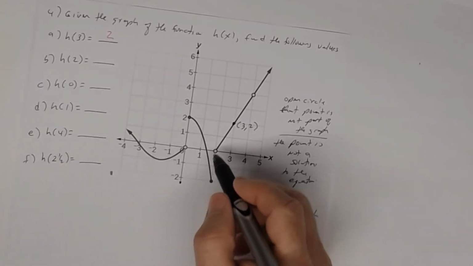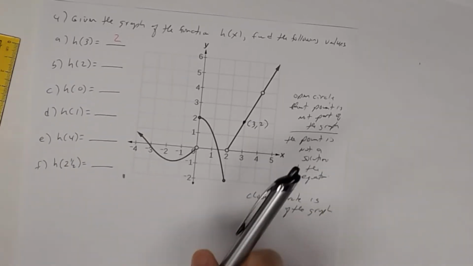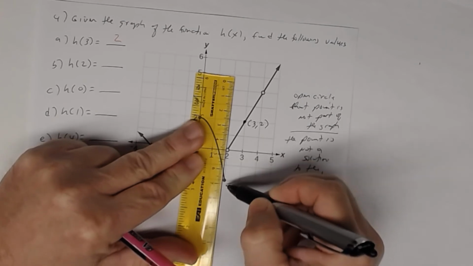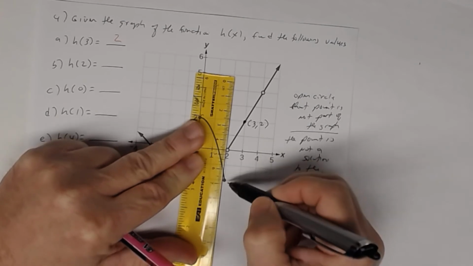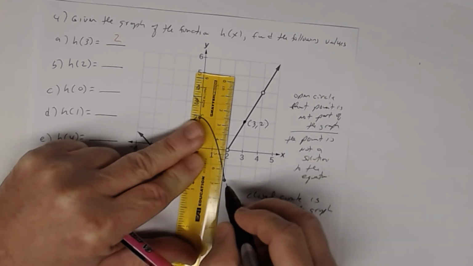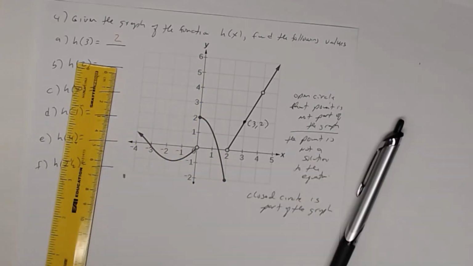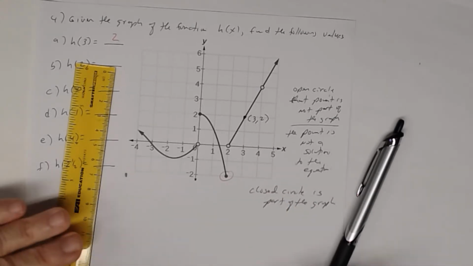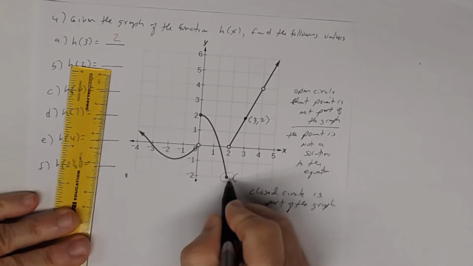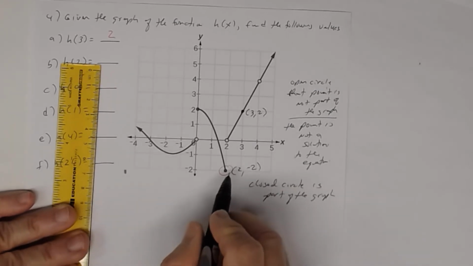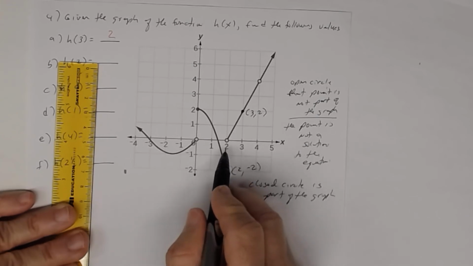So this time h is 2 right here. All right, now be careful. Notice there's an open circle there. You see an open circle and you see a closed circle. So you say, well, which one do I use? Remember, open circle is never part of the graph. The closed circle is. So you must use this one. So this right here is 2 comma negative 2. Always use the closed circle, not the open.